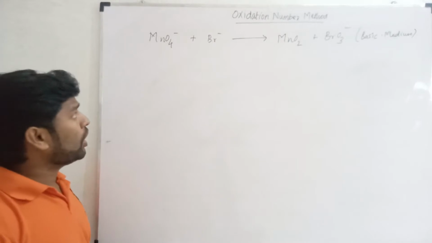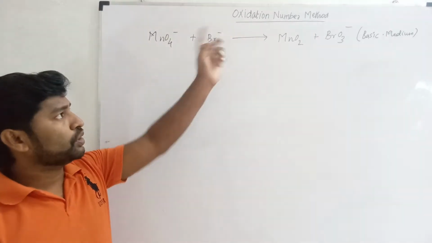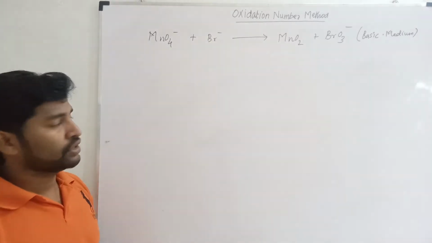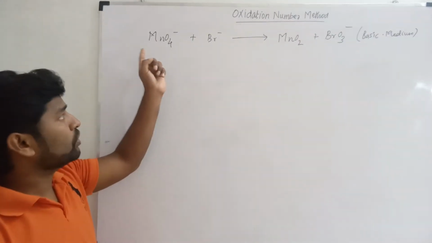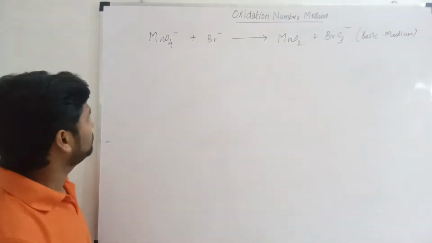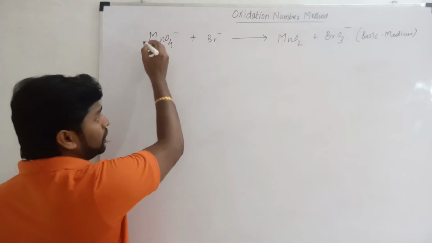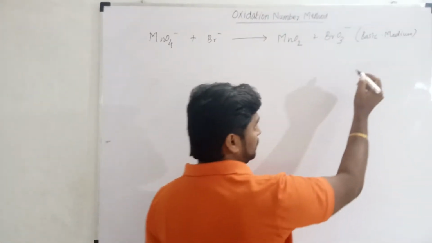So let's see how to balance this equation by using the oxidation number method. Step 1: we have to identify the oxidation number of each and every element. Let's first start with manganese.